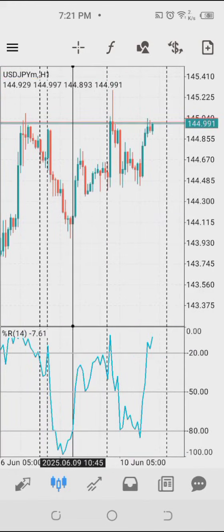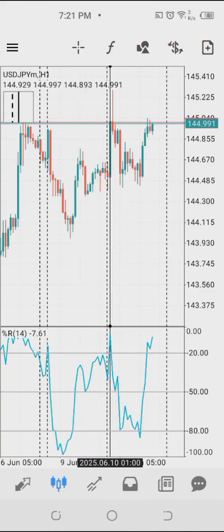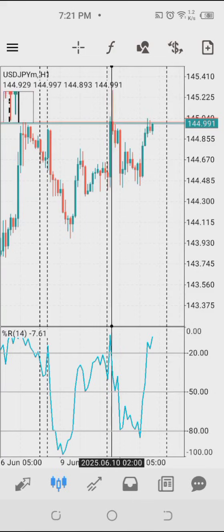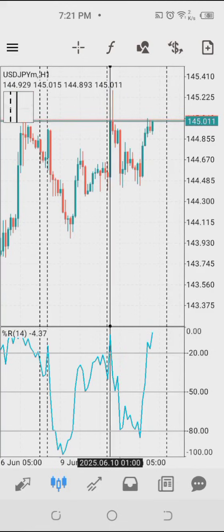You're going to have to wait for price on the H1 time frame to exit. You need to wait for price to go past the minus 20 level on the H1 time frame. As soon as price goes beyond the minus 20 level, you can start considering exiting the market, because any moment from now, the market will start reversing, guys. A very simple yet effective strategy.